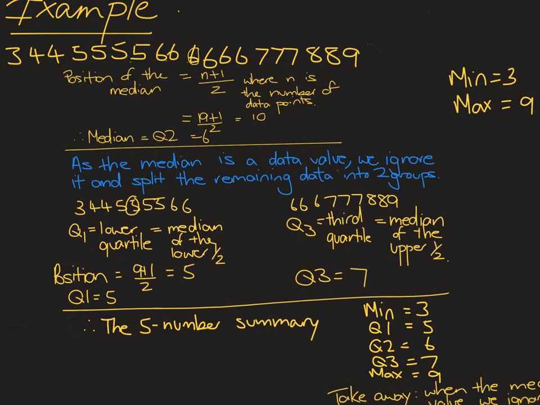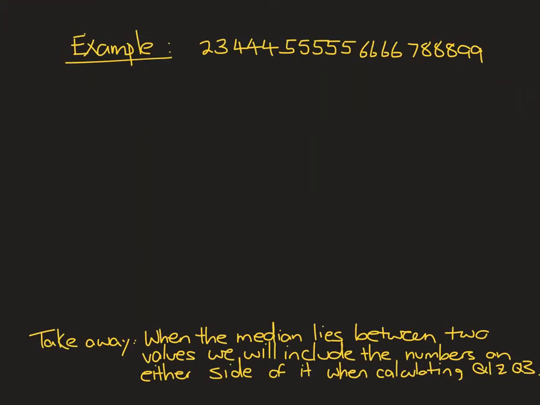Rightio. What about when the median isn't an actual value? Do this one. So in this example, we have one more data point. We have 20 data points in total. So as n equals 20, n plus 1 over 2 equals 21 over 2, which equals 10.5.